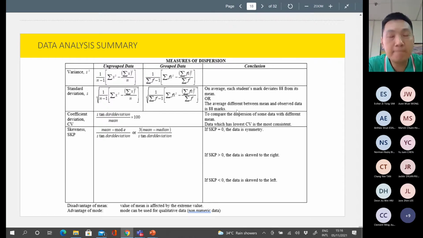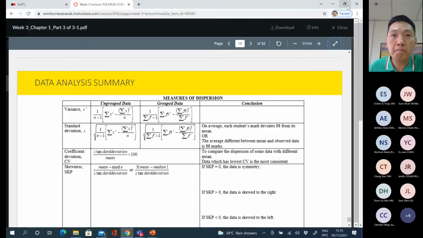So yes, I have a question. How do we differentiate group data and ungrouped data? Okay, all right, so I'll show you. I will go back to the practice exercise 1 questions, in order to address your question.